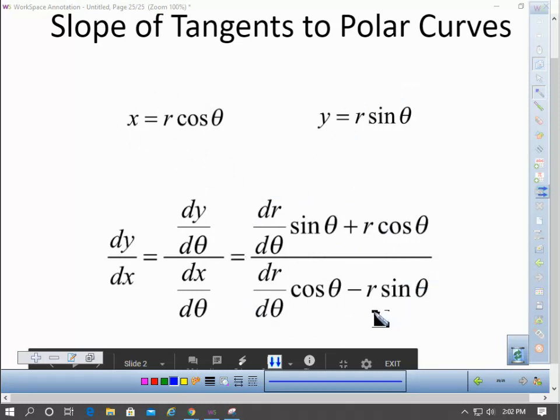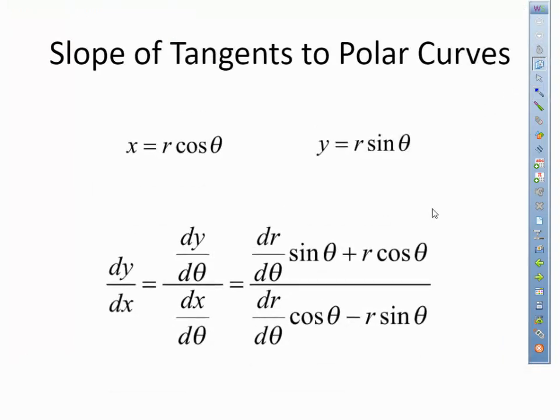So we just need to memorize that it's dr/d theta times sine plus r cosine on the top, and on the bottom is dr/d theta times cosine minus r sine. So I just remember the top row, really: sine theta plus r cosine. And then on the bottom, it's the reverse, cosine minus r sine. So that's just the way I always remember it, and I always write it down when I'm working it out.